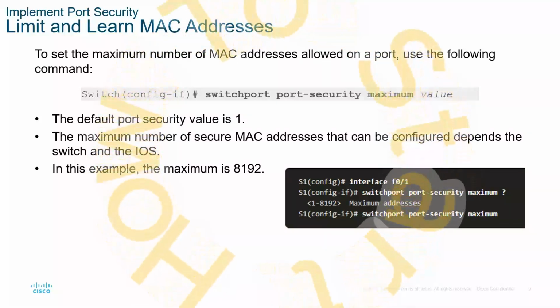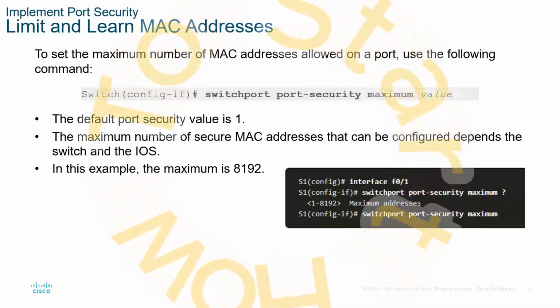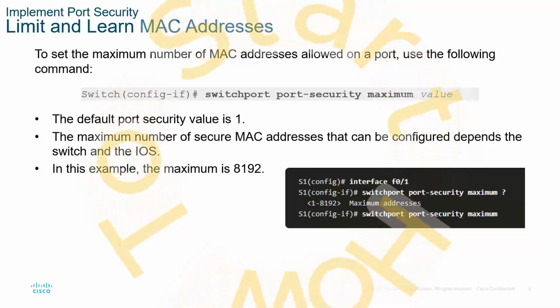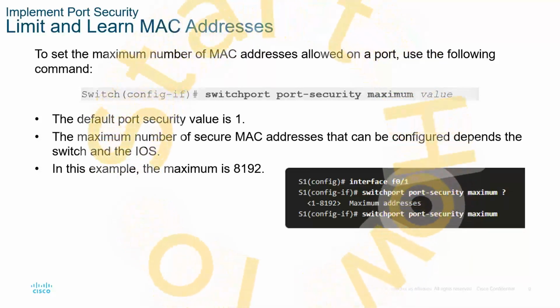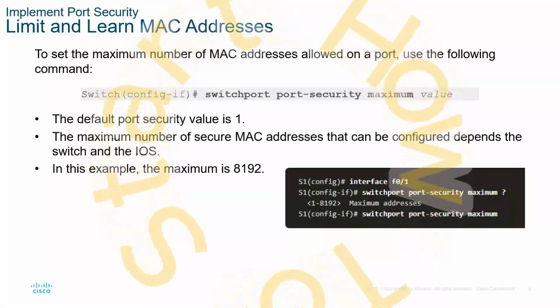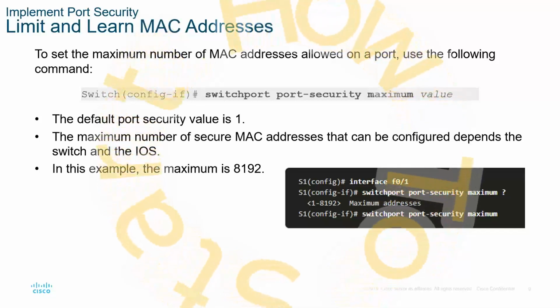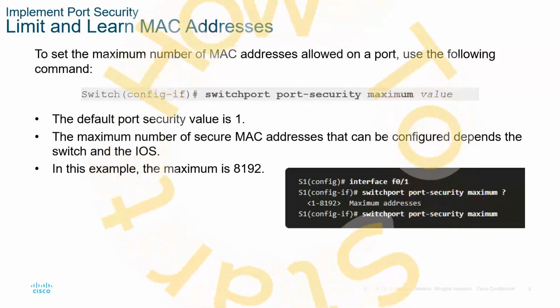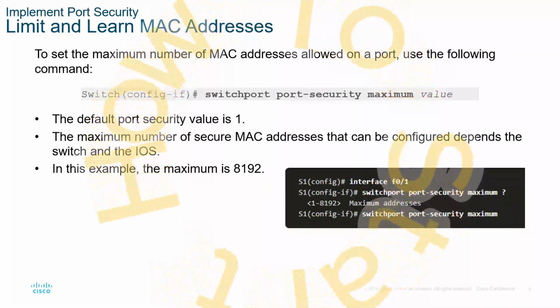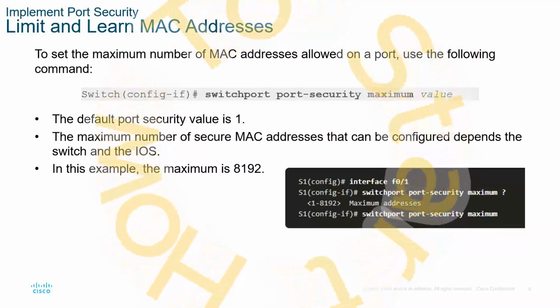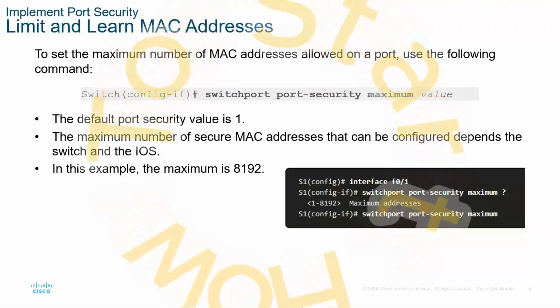The default value is 1, and you can have between 1 and 8,192 possible MAC addresses learned. Normally, I've seen this set to 3 or 5. Normally less than 10 MAC addresses. And again, this is the maximum amount of addresses it can learn.